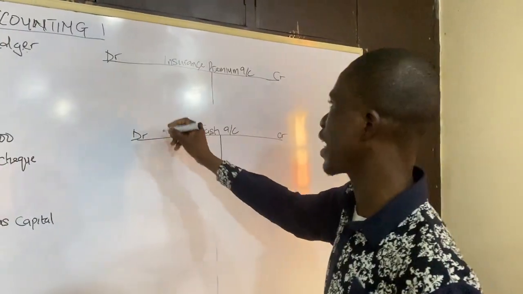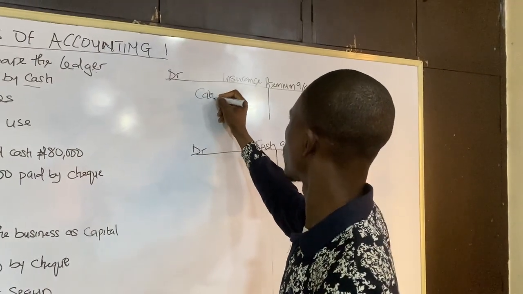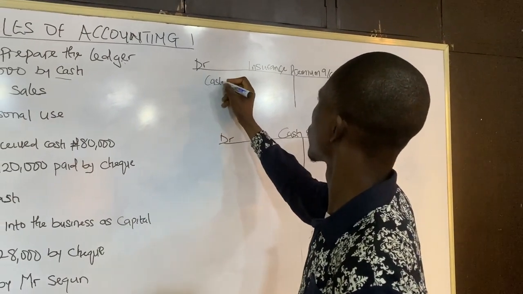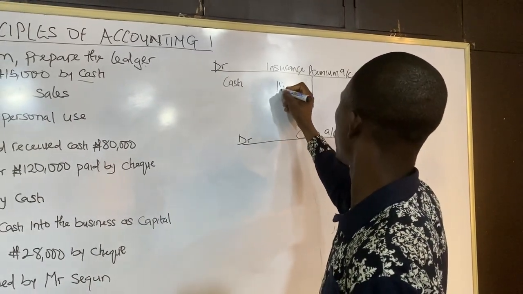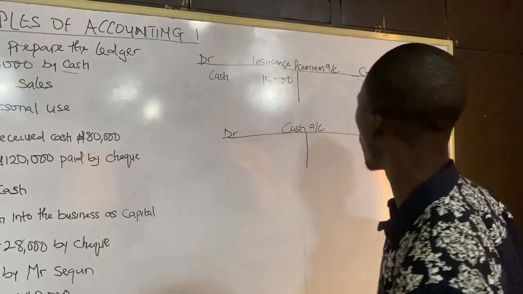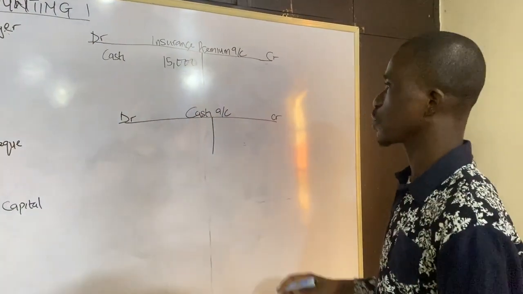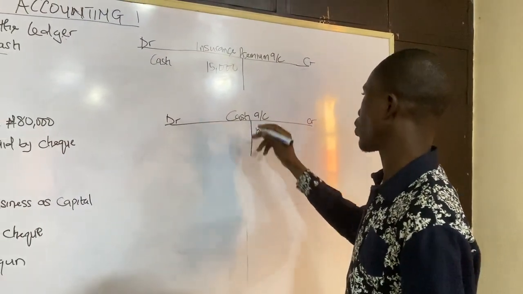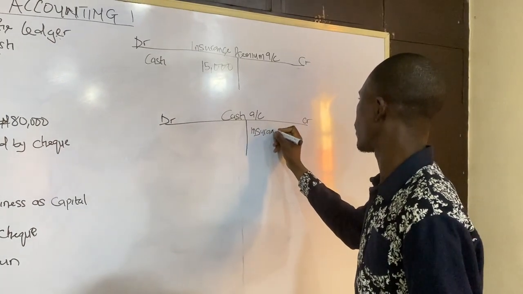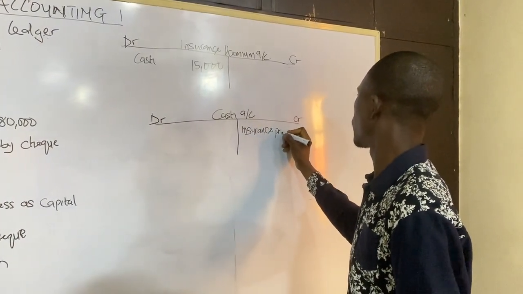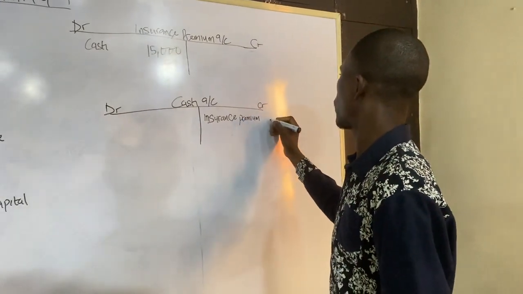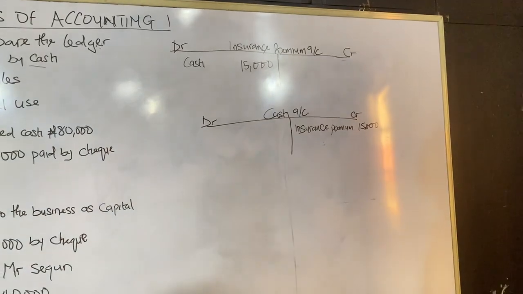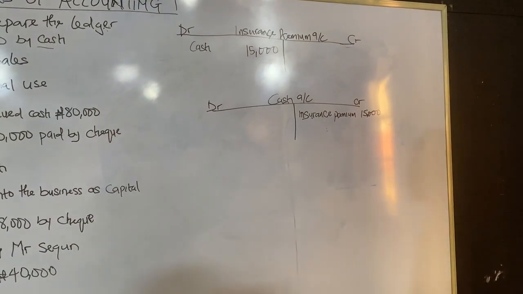So you come to the debit side here and you put cash, with the amount, the value, 15,000. Then you come to the cash account and you credit your cash, now put in insurance premium 15,000 naira. This is just the principle for number one.